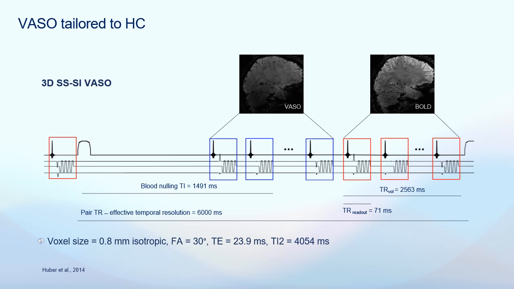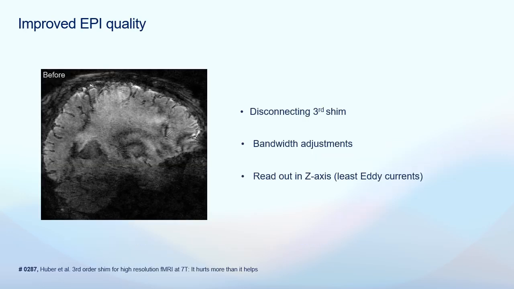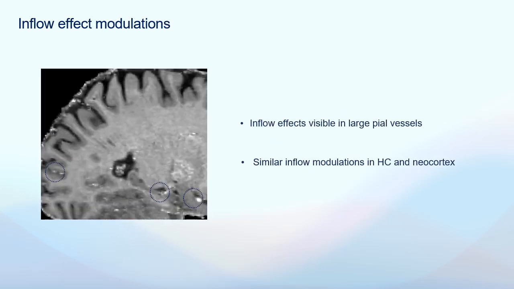Based on this acquisition setup, we then implemented a 3D slab selective VASO with concomitant acquisition of VASO and BOLD images and effective temporal resolution of 6 seconds with volume TR of 2.5 seconds and blood nulling inversion time of approximately 1500 milliseconds. As can be seen here, the EPI quality can be improved by disconnecting third-order shim, bandwidth adjustments, and readout in Z direction.